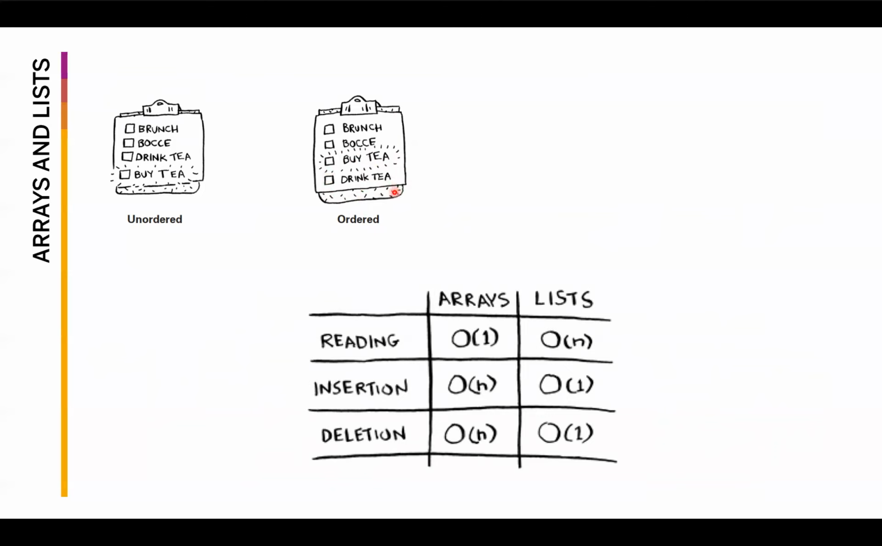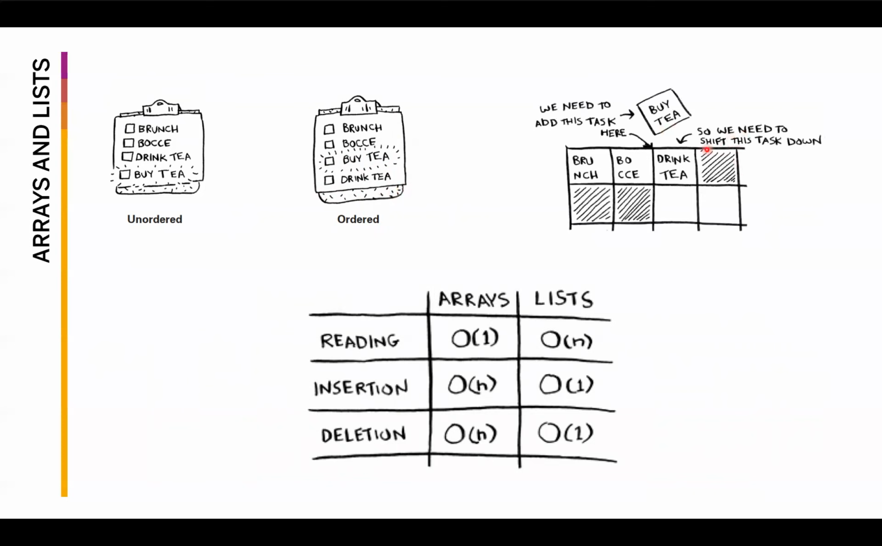Activity. Okay, so again, when it comes to physical memory, if your drink tea is located here and this one is occupied, then we cannot easily move drink tea here and insert by tea. So there are times that we have to move the entire array, this new list of activities, into the next available, in this case, four slot memory. So again, when it comes to arrays, reading is O of one, easier. But insertion and deletion would be much more difficult.